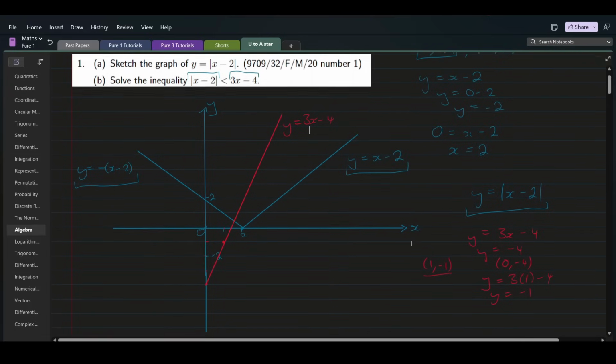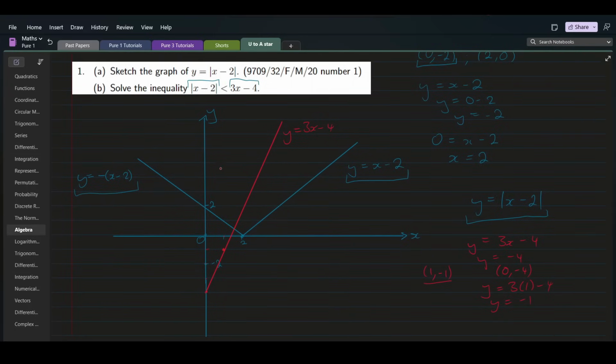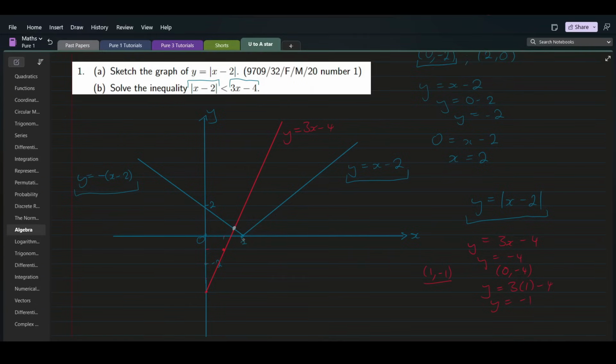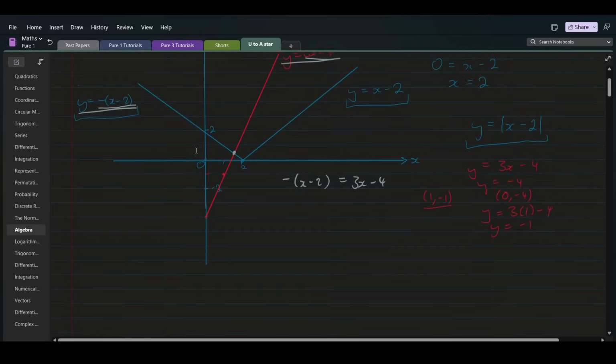Okay. So to be able to solve our inequality, we first need to find the point of intersection, the x coordinate at the point of intersection. So this is our point of intersection, and we can tell that it's this line and this line that are intersecting. So we can equate them together to solve our point of intersection. So that would be negative (x minus 2), that's this expression over here, and this is equal to 3x minus 4. So let's solve that equation that we have.